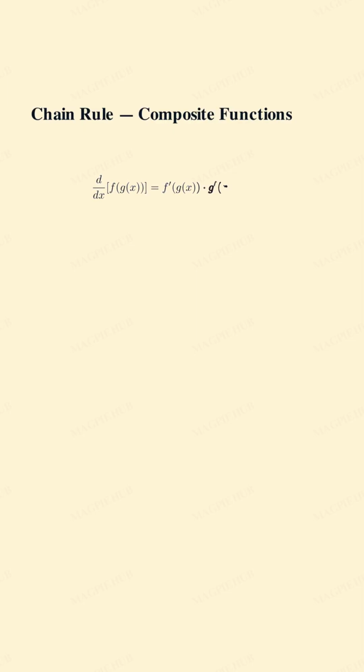The chain rule for composite functions. If y equals f of g of x, then dy by dx equals f prime of g of x times g prime of x. In Leibniz notation, dy by dx equals dy by du times du by dx.